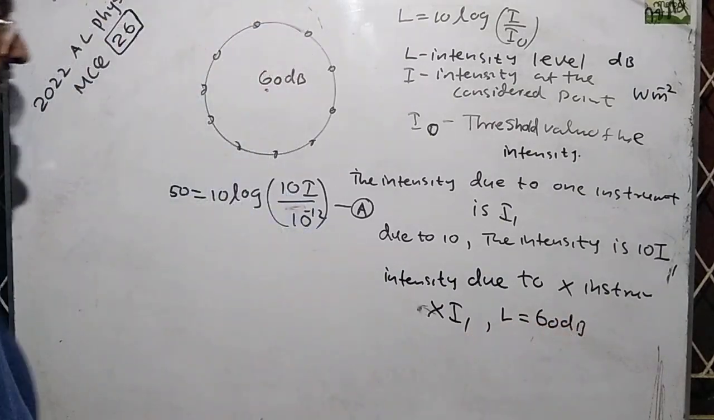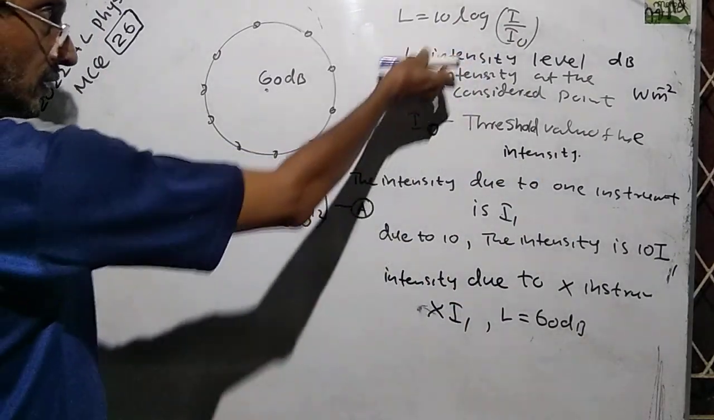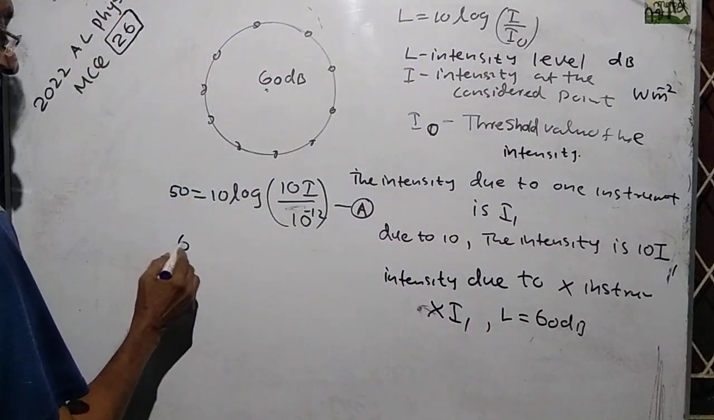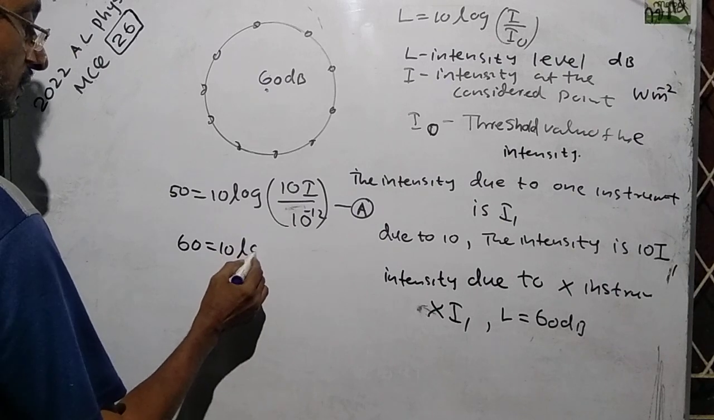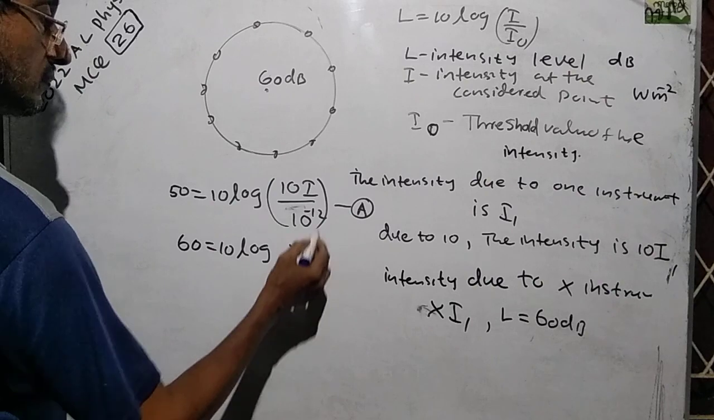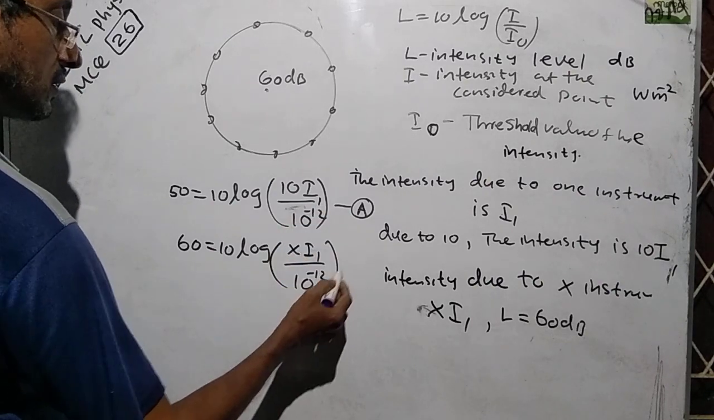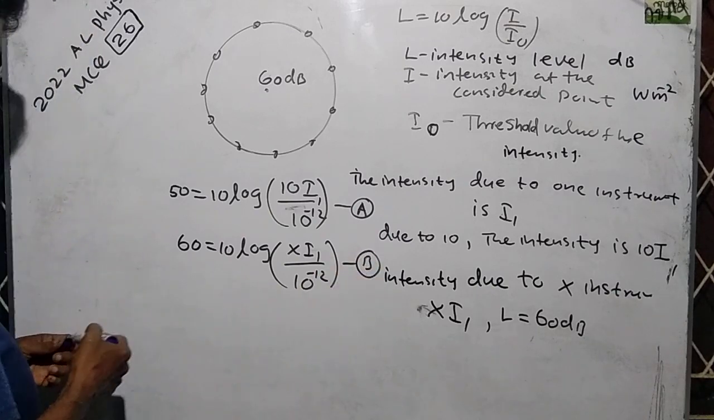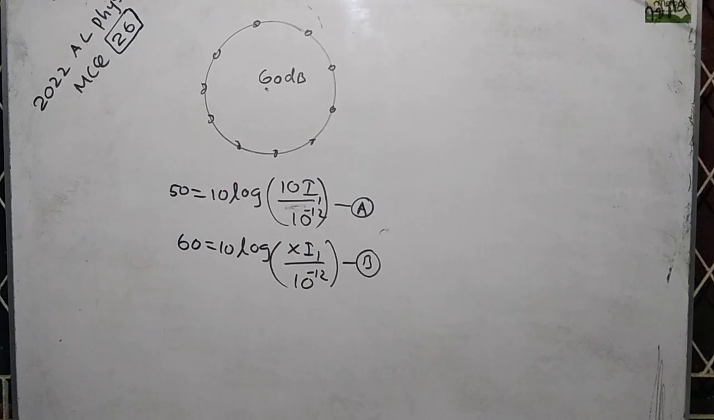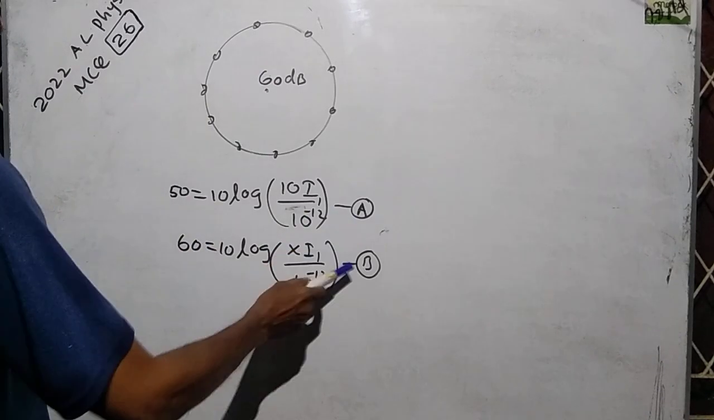Then I can substitute these values in the previous equation. I substitute these values: 60 is equal to 10 log XI1 over 10 to the power minus 12. This is the second equation, B. Now we have two equations, A and B.